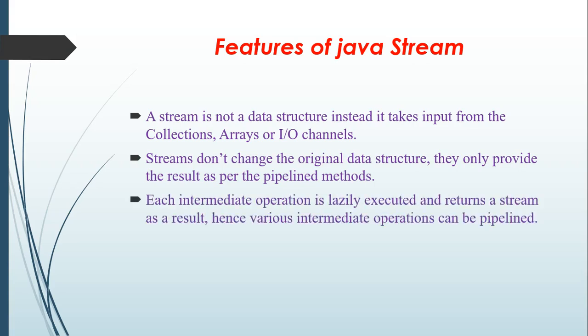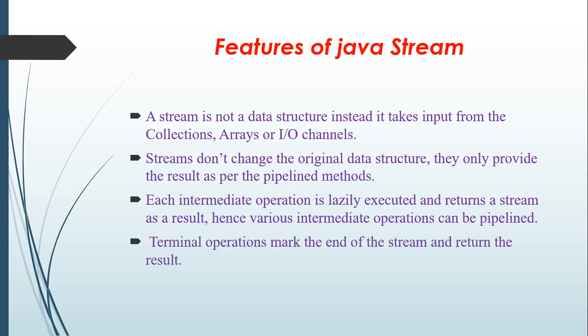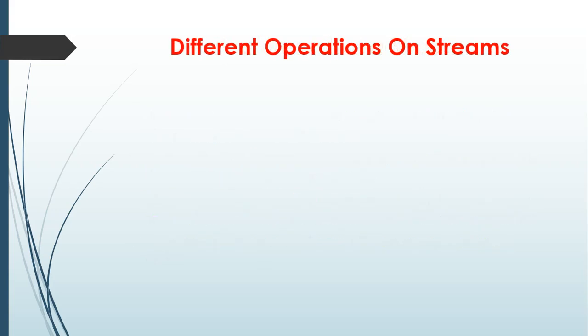Each intermediate operation is lazily executed and returns a stream as a result. Hence, various intermediate operations can be pipelined. Terminal operations mark the end of the stream and return the result. Let's discuss the different types of operations on streams.